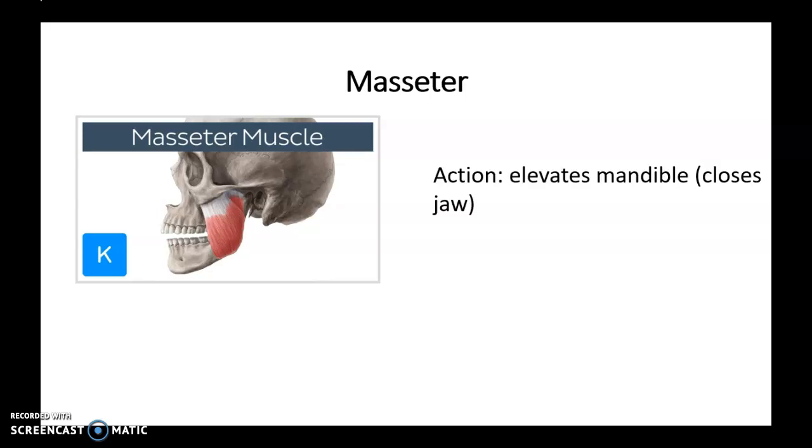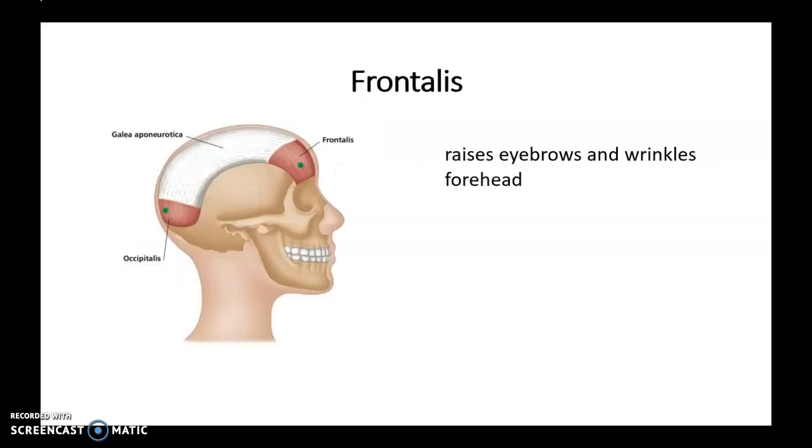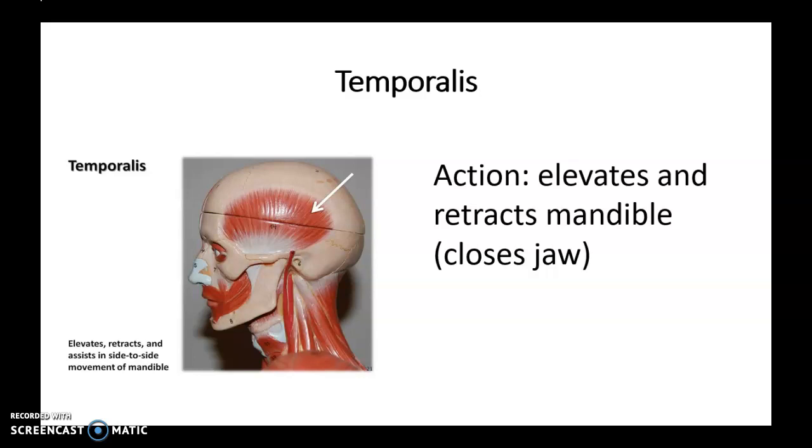Alright, the next muscle is masseter. It's a big muscle. This is the muscle for mastication, and it elevates the mandible and closes the jaw while we chew things. Frontalis. This is part of the big muscle called epicranius. The frontalis, when it contracts, raises your eyebrows and wrinkles the forehead. The next muscle is temporalis, which is located along the temporal bone, and the temporalis also elevates and retracts the mandible and helps us to close our jaw.